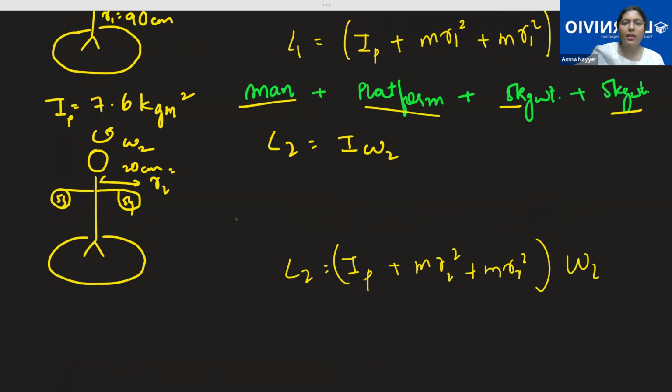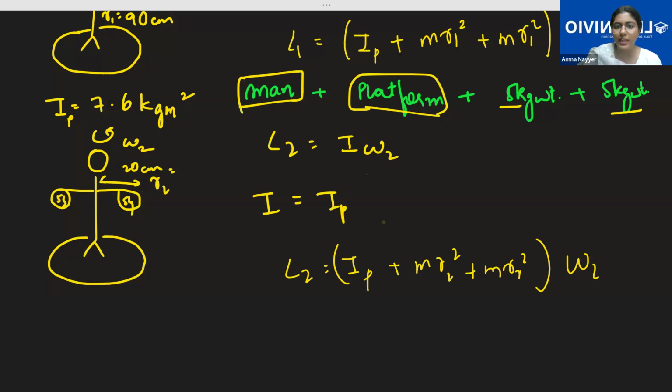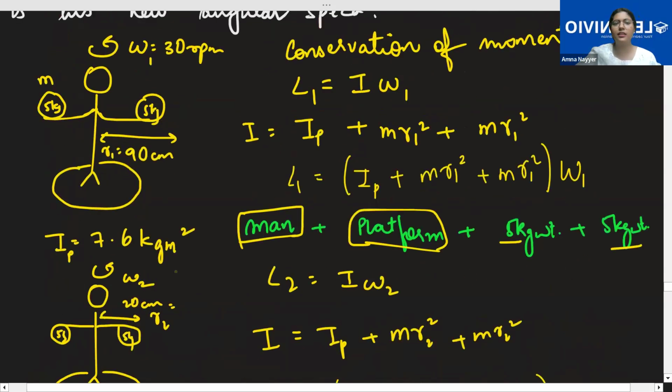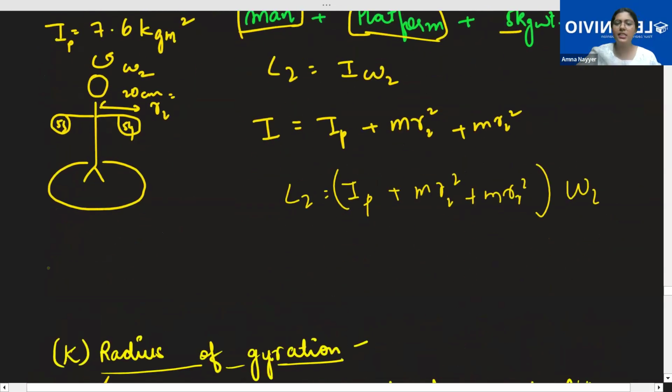Okay, ma'am. So see, in the second one, L2 is equal to I omega 2. Now see, when we talk about the moment of inertia here, again the same things are there: man is there, platform is there. So their combined moment of inertia is given. I've just written it as IP; IP is not a symbol for anything. And again, this will be M, but with the new radius, plus MR2, plus this MR2. Every data is with us. Only this omega 2 is missing. Just equate both of them.